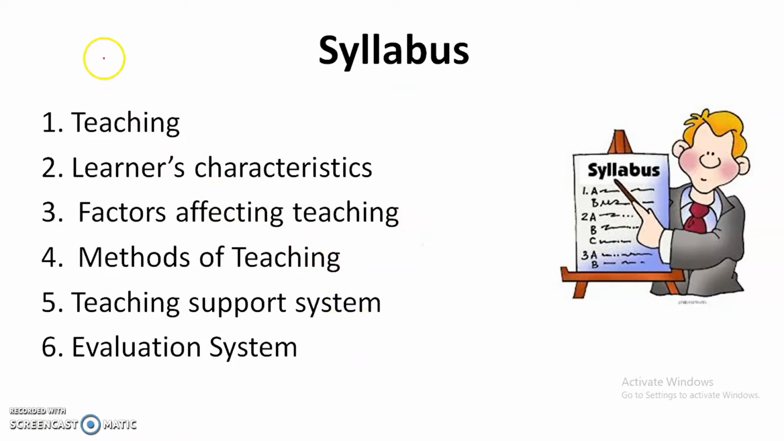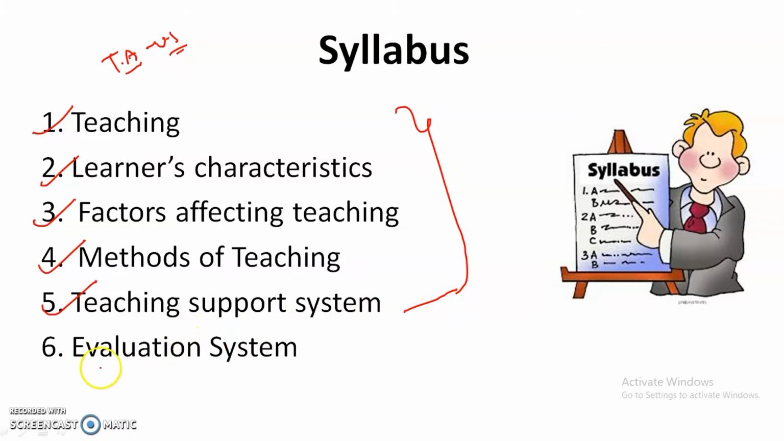So far, we discussed teaching aptitude, that is unit 1 of paper 1. In this unit 1, a total of 6 topics are there: teaching, learners' characteristics, factors affecting teaching, methods of teaching, and teaching supporting system. All these topics we already discussed in the previous lectures.